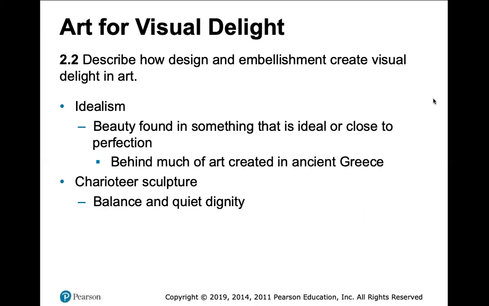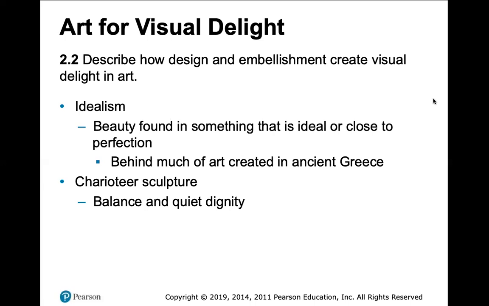Idealism is beauty found in something that is ideal or close to perfection. This is the idea behind much of the art created in ancient Greece. Ancient Greek art often falls into three categories: archaic, classical, and Hellenistic. We will learn more about that in a later chapter.